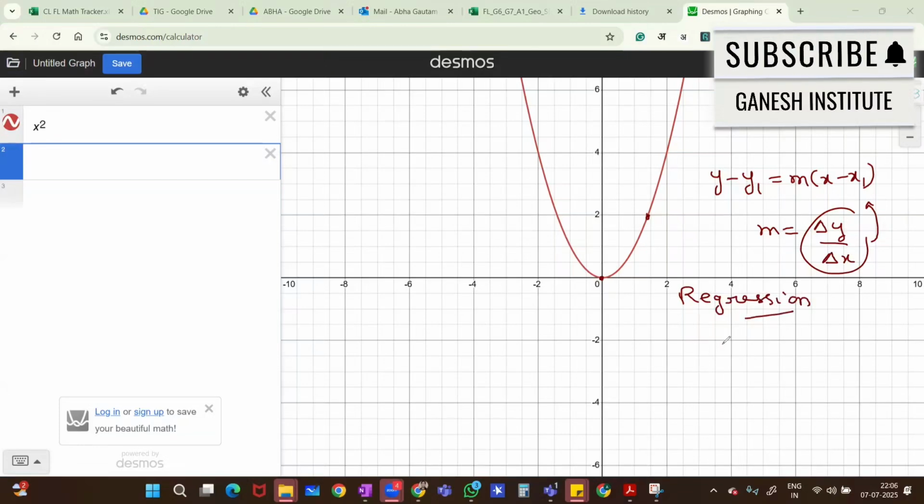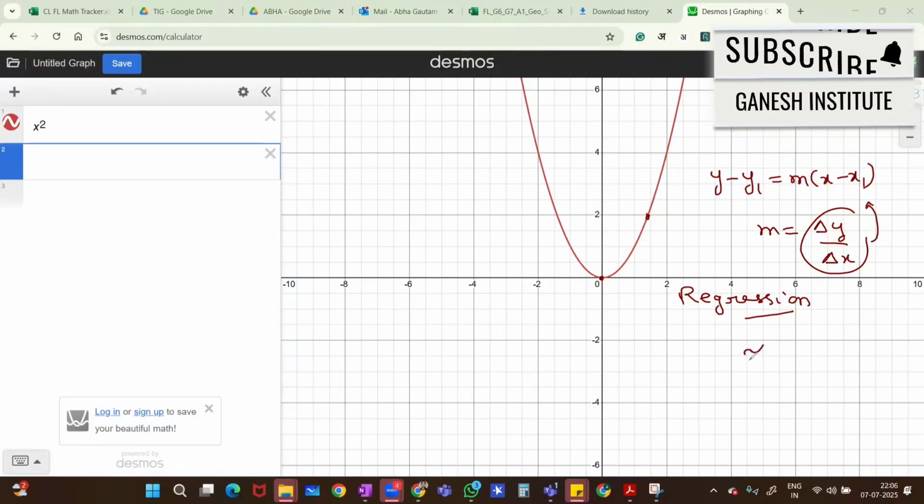Ma'am, regression is nothing but to know the change in y with 1 unit of change in x. Correct. How much change of y is being caused by a change in x? How much of a change in y is being caused by a change in x? So in Desmos, it's an error term.